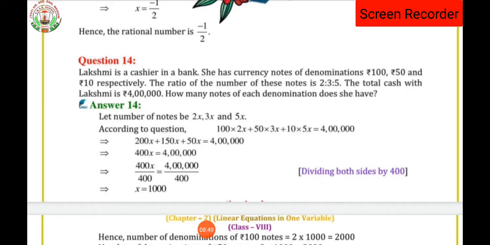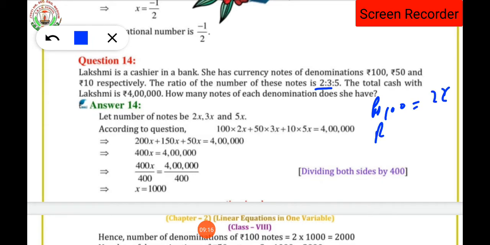So dear student, as we know, let the notes be considered separately for each denomination, isn't it? So let the number of notes be x, so that the ratios of the notes will become 2x, 3x and 5x. For rupees 100 notes, the ratio we are having is 2x. Then for rupees 50 notes the ratio is 3x, and for rupees 10 notes the ratio is 5x.